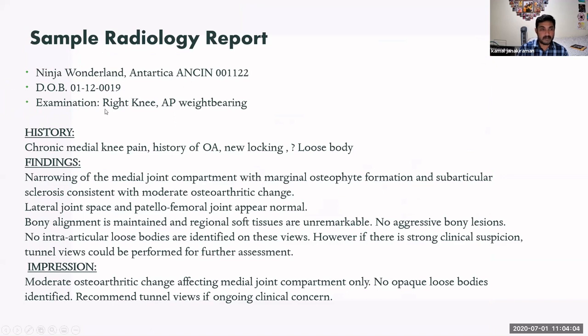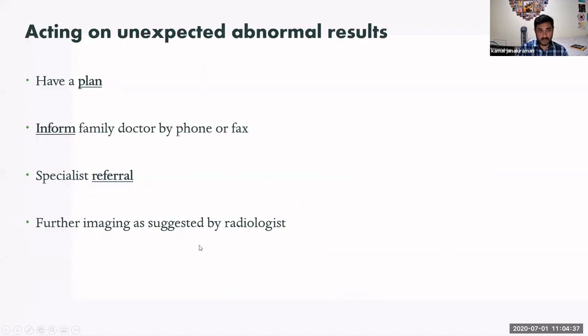You can see the demographics here, history: chronic medial knee pain, history of OA, locking, loose bodies. This is what we provided, right? This is what we provided in the requisition sheet. Findings, what the radiologist found: narrowing of the compartment, lateral joint space normal, bony element maintained, no loose bodies present. However, there is a strong clinical suspicion, tunnel views could be performed. Impression: mild OA, moderate OA, and recommendation, tunnel views. So this is how a sample radiology report looks.